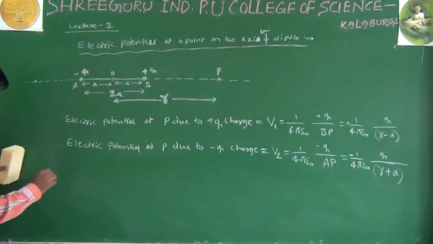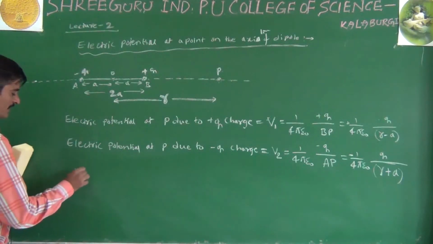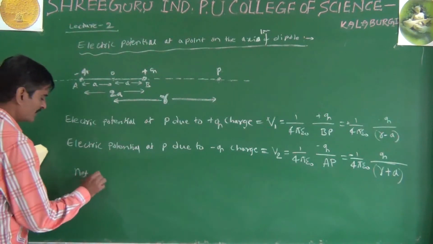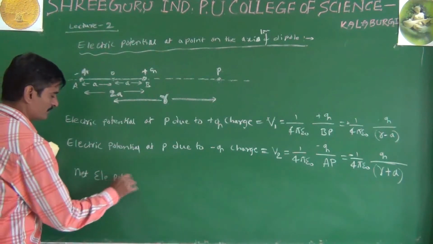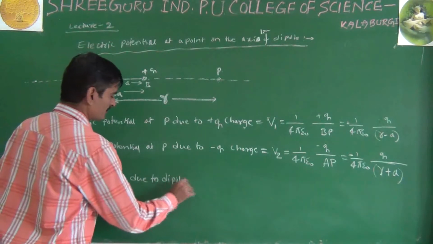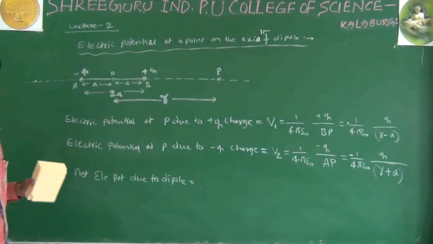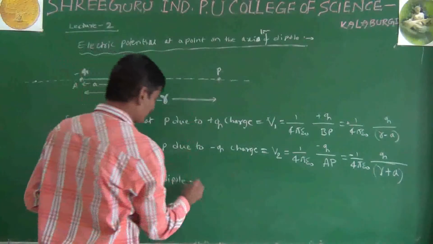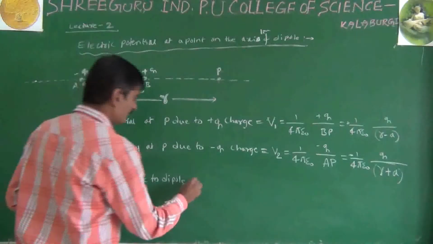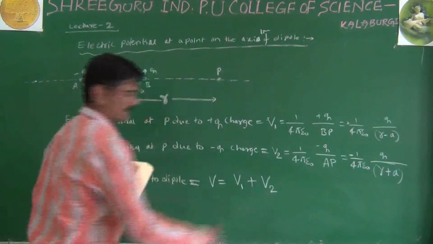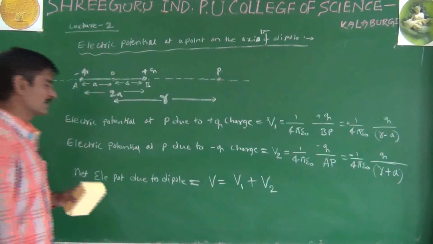Now the net electric potential due to the dipole, that means both the charges together. That is, you have to add both of them. V is equal to V1 plus V2. Very simple.